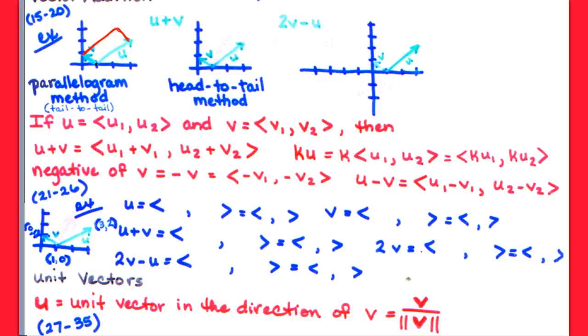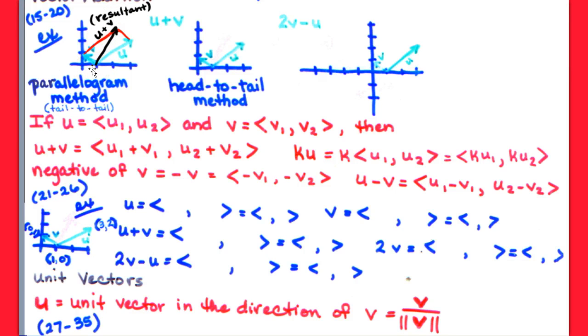My answer is going to be called my resultant. Resultant, that makes sense. And it's going to be from my starting point where my vectors were tail to tail, I'm going to go across the diagonal of that parallelogram that I drew. So my resultant is right here, u plus v.